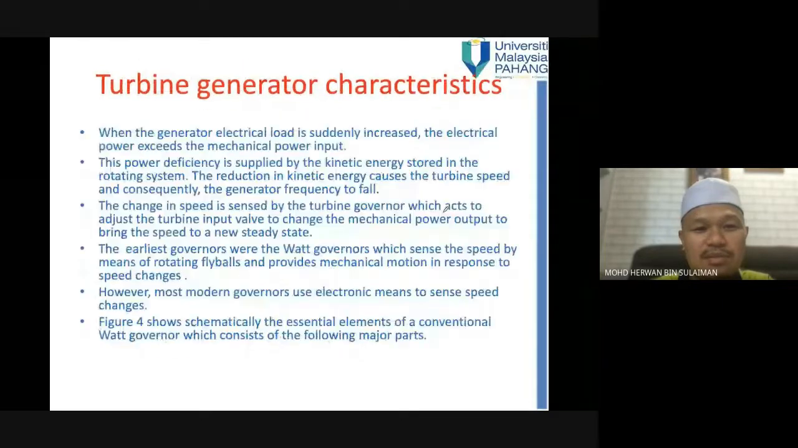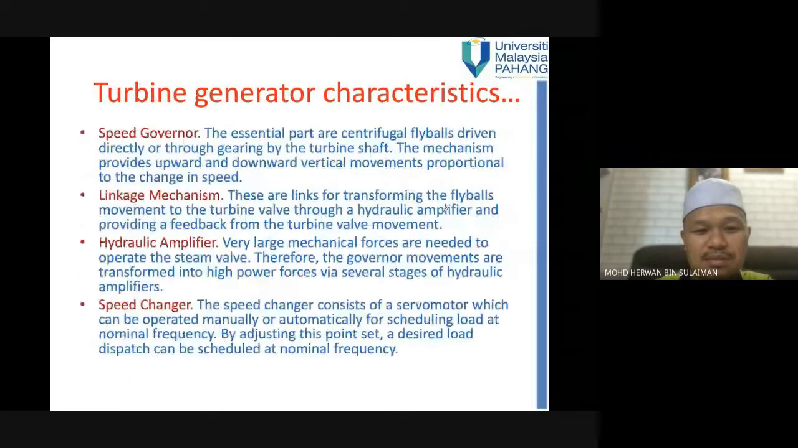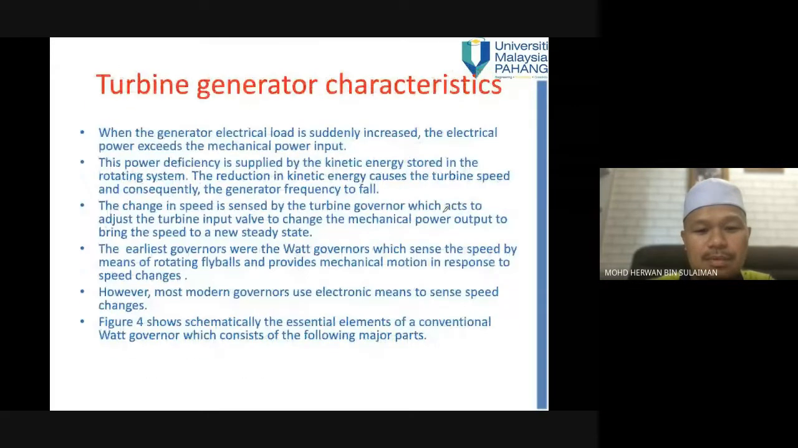Okay, we look at turbine generator characteristics and then kita stop lah. Yang ni kita akan tengok hari Khamis ni. When the generator electrical load is suddenly increased, ni apa yang saya cakap tadi lah, diulang balik. Benda yang sama je. When generator electric load suddenly increases, the electrical power exceeds. Macam tadi kan. Sebab power electric is based on the electrical and mechanical output. Okay, so when we have the electrical load increased, naik, the electrical power exceeds the mechanical power. Okay, PE exceeds mechanical power, PM.